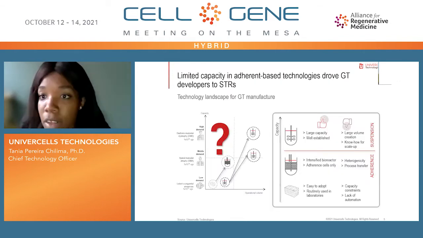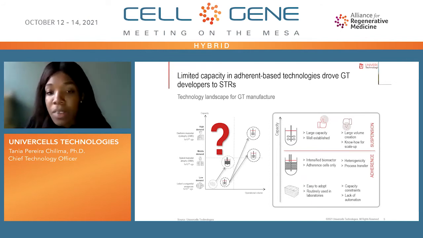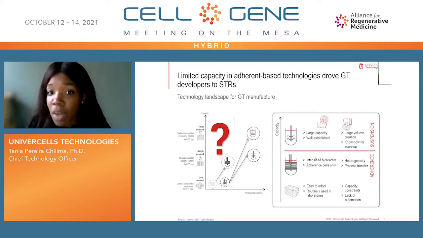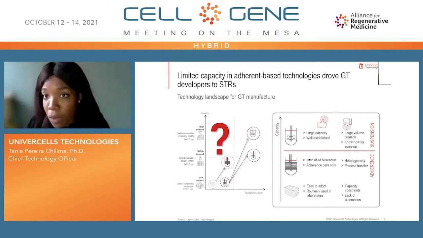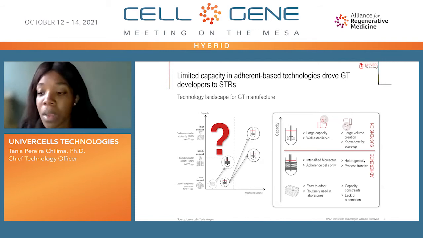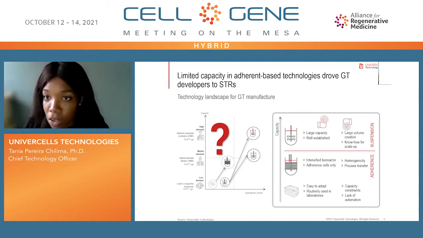So when we look today at the technology landscape for gene therapy products, we see that there are two types of technology. You have the suspension technologies, which are more stirred tanks, and then adherent technologies. When we look at suspension technologies, they have both pros and cons. Of course, they're well established, they are multi-source, and they can go up to very high capacity. But at the same time, with these technologies, the volume creation pretty much increases linearly with the capacity of the technology, and they also require rather a lot of know-how to first adopt and scale up the systems.